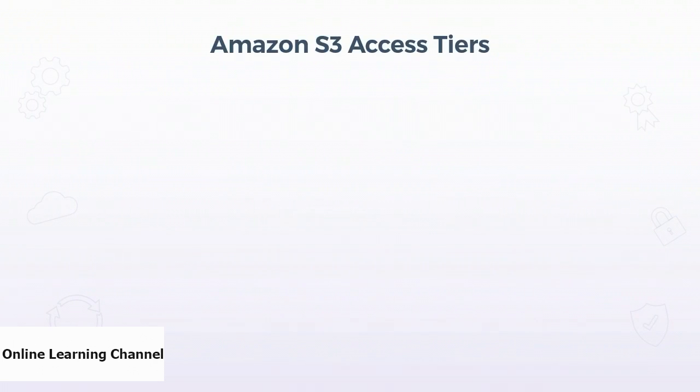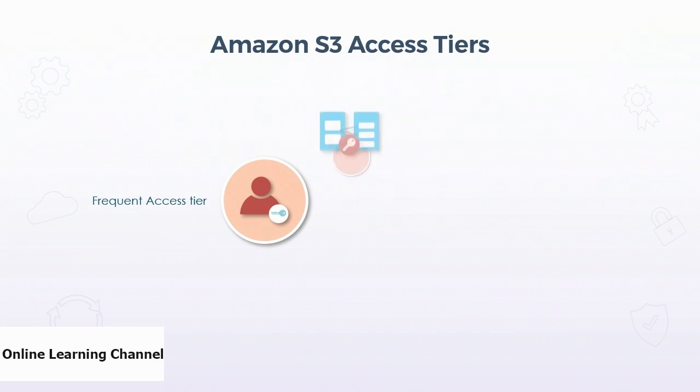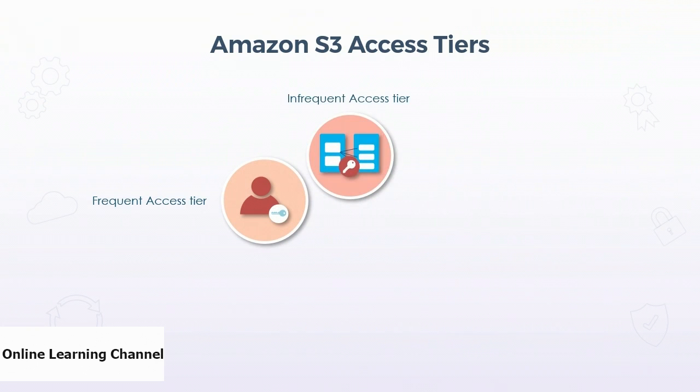Now let us look at Amazon S3 access tiers. The S3 intelligent tiering feature has 4 access tiers, out of which 2 are low latency tiers that are for frequent and infrequent access of objects. The other 2 are archive access tiers that can be activated individually or together to automatically archive objects that are rarely accessed. The first tier is frequent access tier, and the second tier is infrequent access tier.